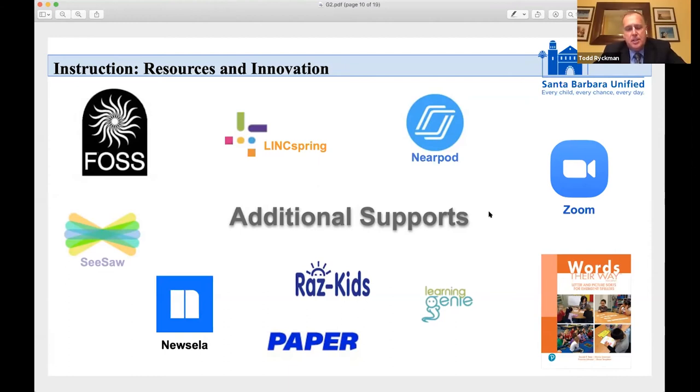You see Nearpod listed on this slide. Nearpod is a platform that allows teachers to create complete distance learning lessons. And the exciting thing about it is that it has 7,500 standards-aligned grab-and-go lessons for teachers to use. We feel that this is going to be a huge support to teachers moving forward. Next slide, please.